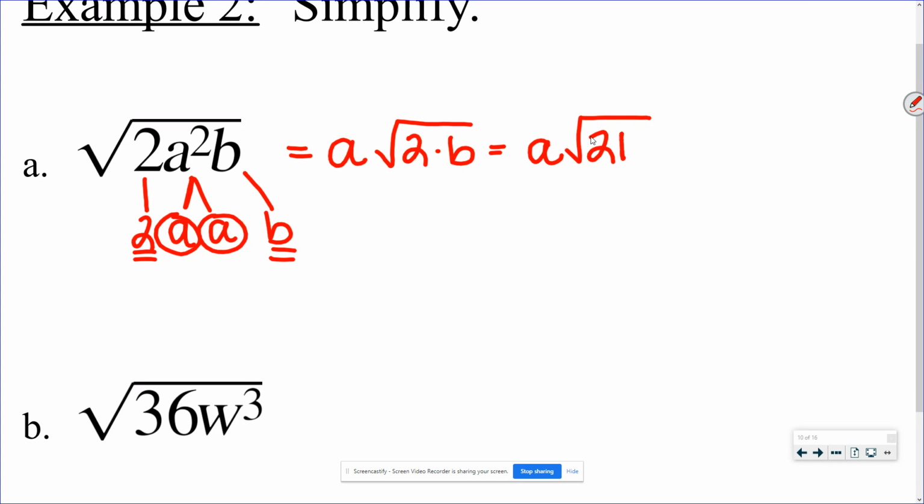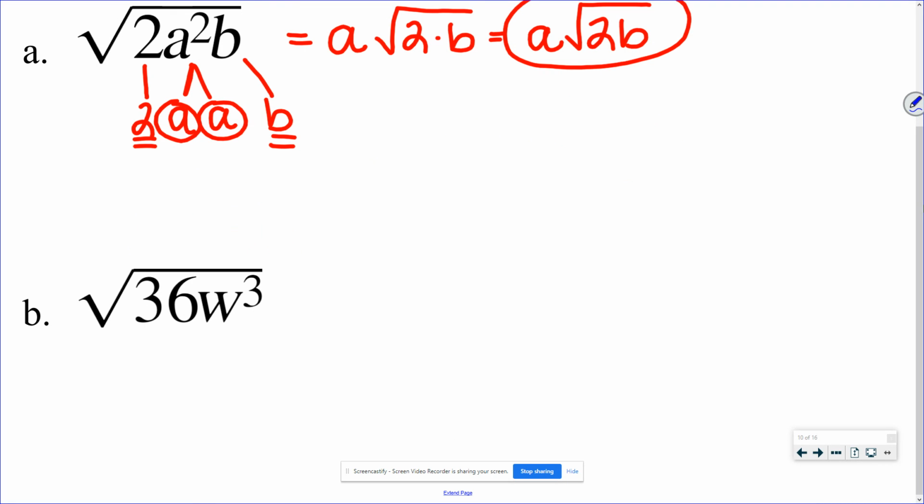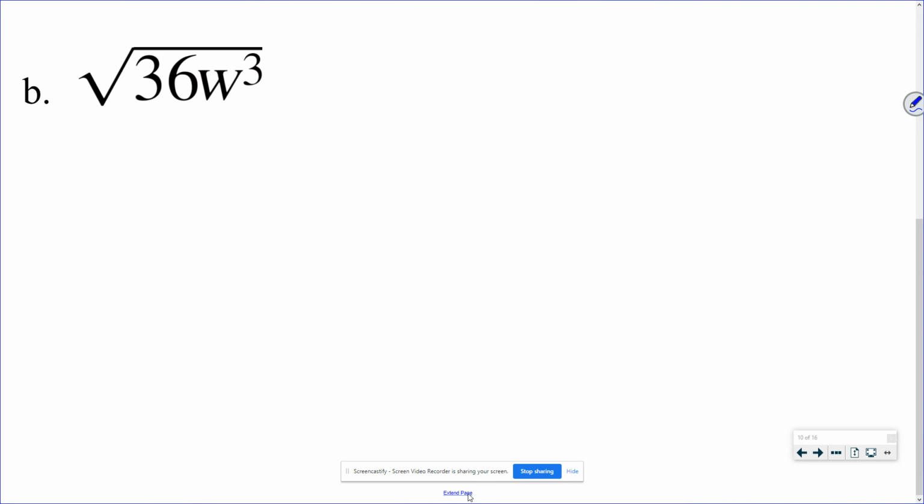And I'm just going to write 2b because 2 times b is the same as 2b. And the a will still remain in the front. So that's how you would simplify example A. Let's try the next one.